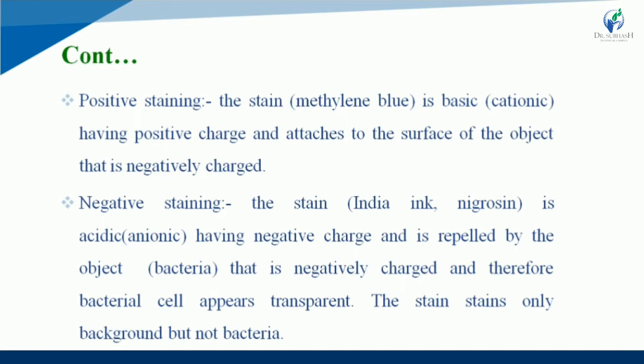So the stains have a negative charge, and the bacterial species also contain a negative charge. So both are repelled by each other. Therefore, bacterial cells appear transparent, and the stain stains only the background but doesn't stain the bacterial species. That is the type of staining method.